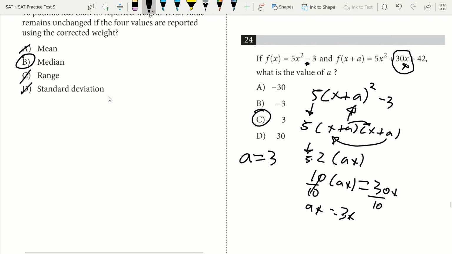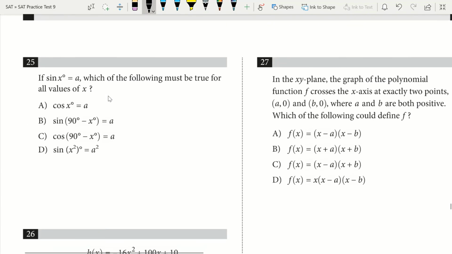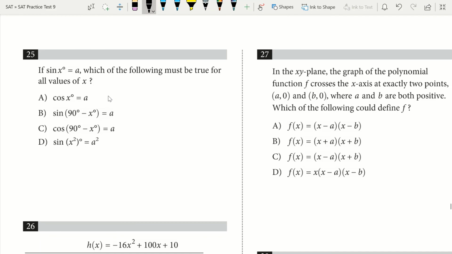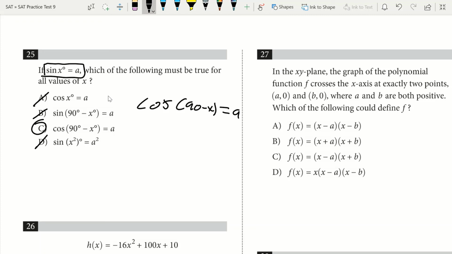Okay, now I can move on to question 25. If sine of x is equal to a, which of the following must be true for all values of x? When I see this question, I see my answer choices. The first thing I'm thinking is the sine of x equals a. Then that means that the cosine of 90 minus x, which is the other angle in that right triangle, will also have to equal a. So I know that my answer is going to be C, and that is a relationship that you should really try to memorize for the SAT.